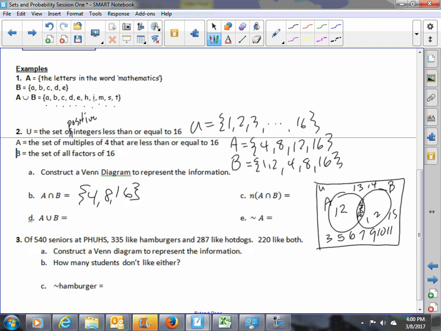And A union B would be the set 1, 2, 4, 8, 12, and 16.